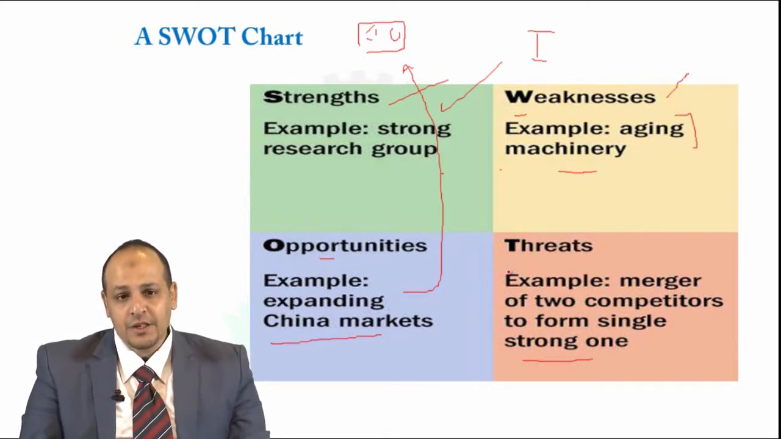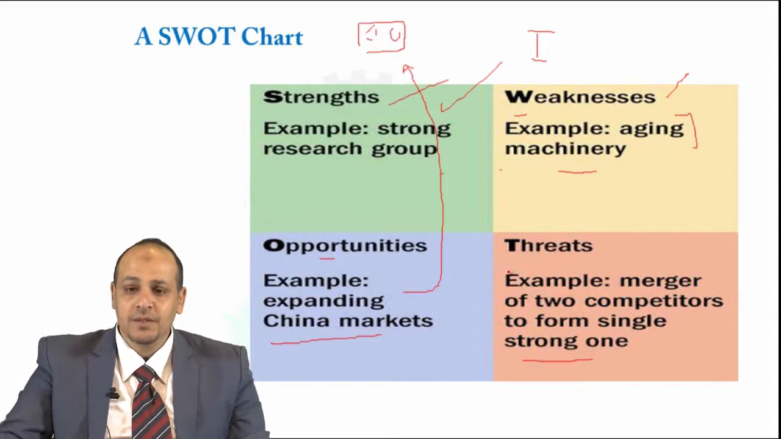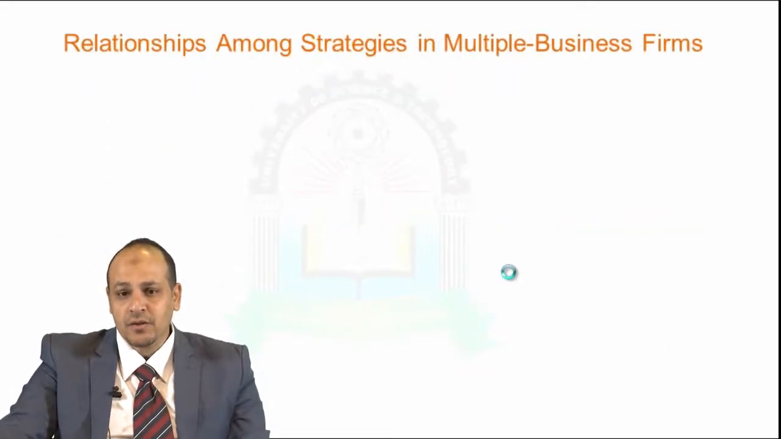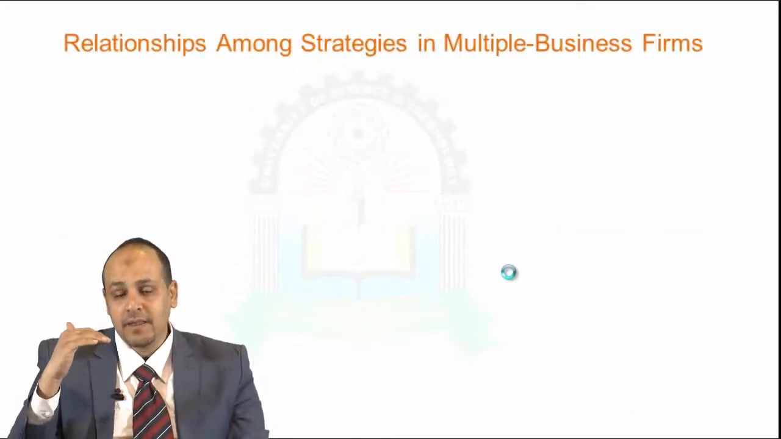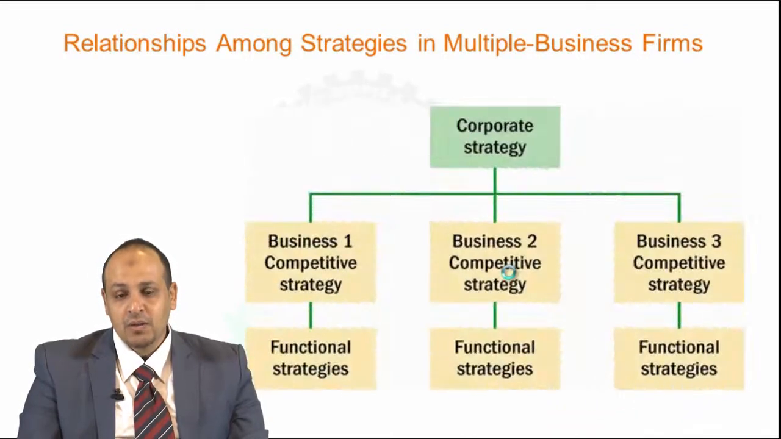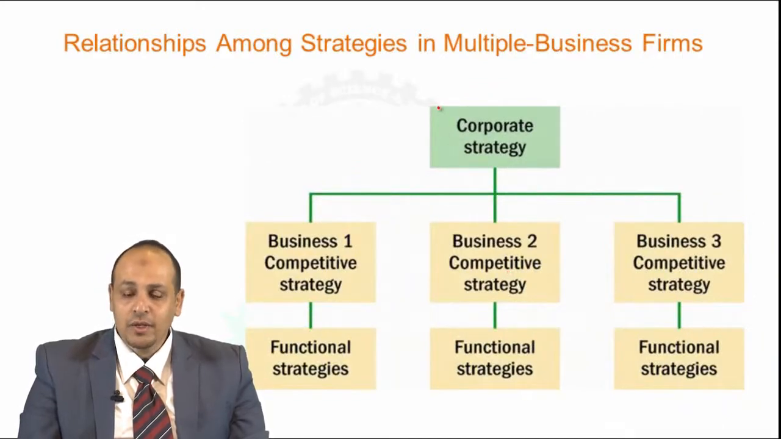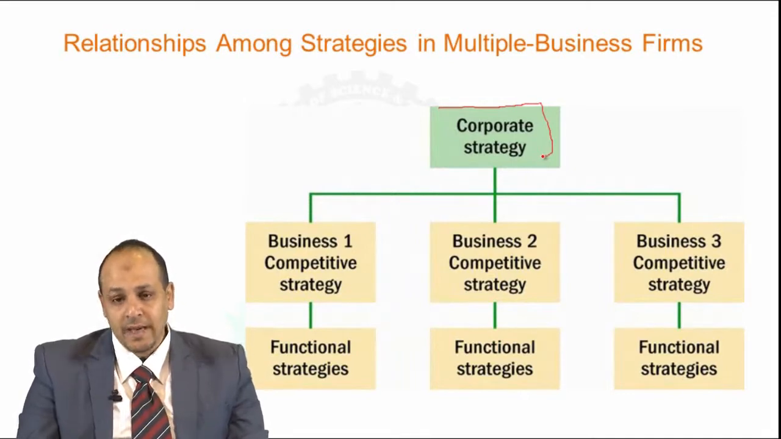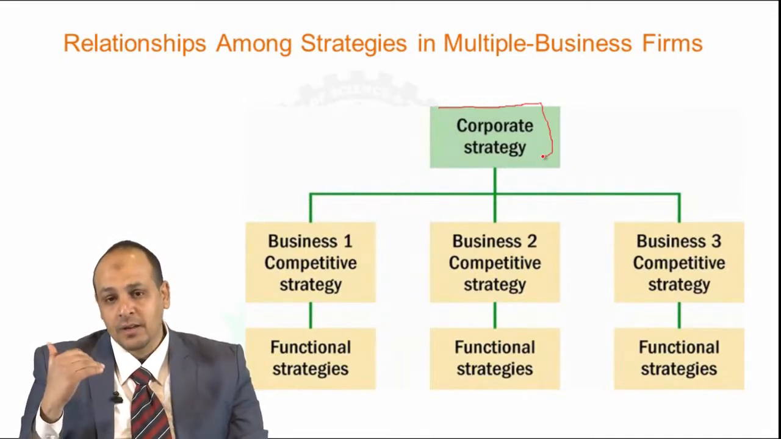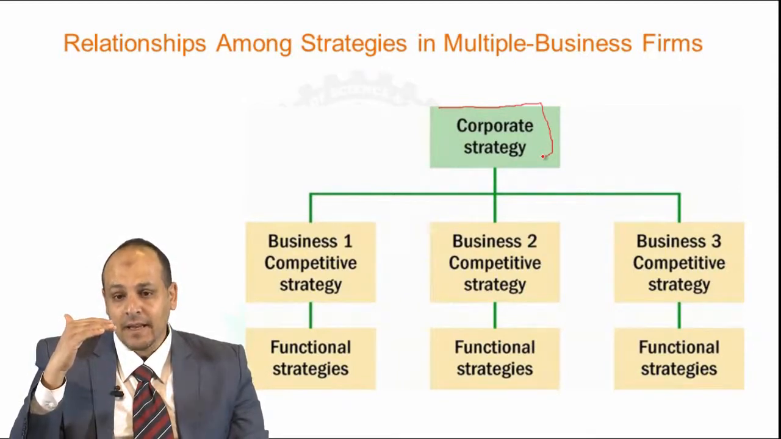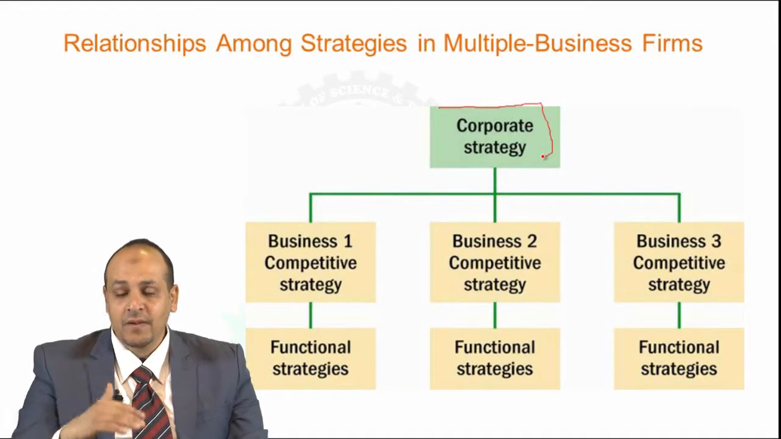Now, what could be the relationships among strategies in multiple business firms? Here is an example. This is the overall corporate strategy, the strategy set by the company. But remember, we're talking about human resource management, so we need to understand how it is linked to these strategies. In order to do that, we have to understand how the strategy is first set at the level of the company itself, and then at the level of the departments and functions.